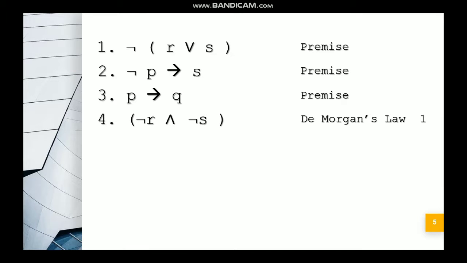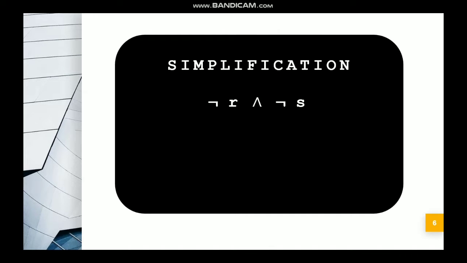For the next step, we will use number 4 by applying simplification. With this AND operator and based on the function of simplification, we will choose 1 between not R and not S. And since we don't need R in this process, we will terminate it and use not S instead.